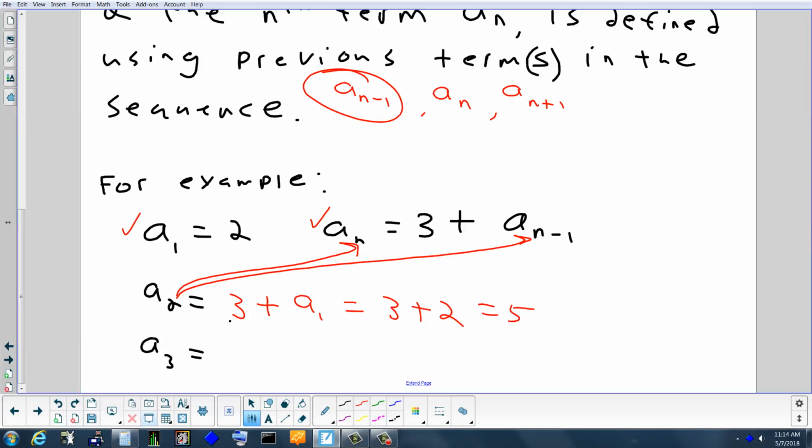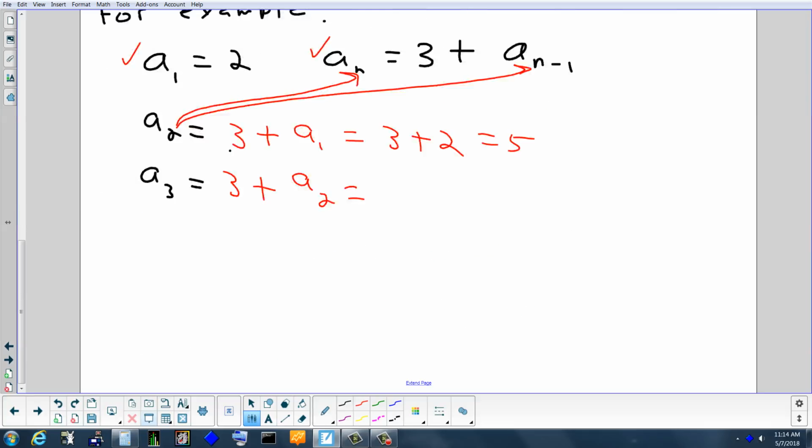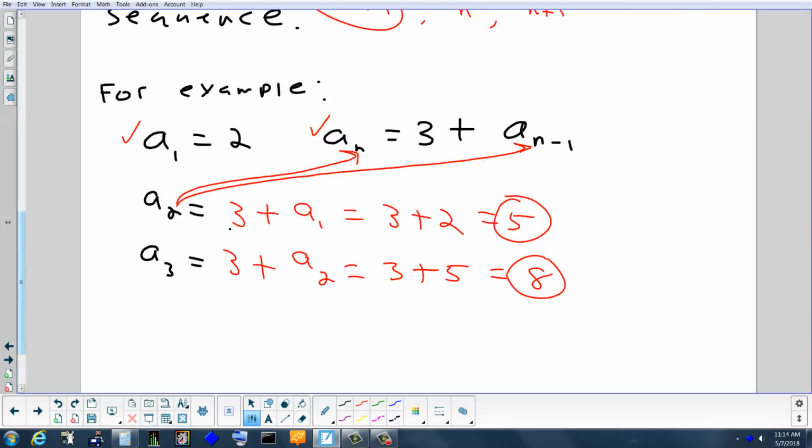Okay. Now, if you wanted to find the third term, plug in a 3 in both of those spots. So a sub 3 would be 3 plus a sub 3 minus 2. 3 minus 2 is 2. So now to find the third term, it's 3 plus the second term. Well, I just got the second term in the last step. It was 5. Okay, so in this formula, my third term would be 8. Okay, so that's how you do it recursively.